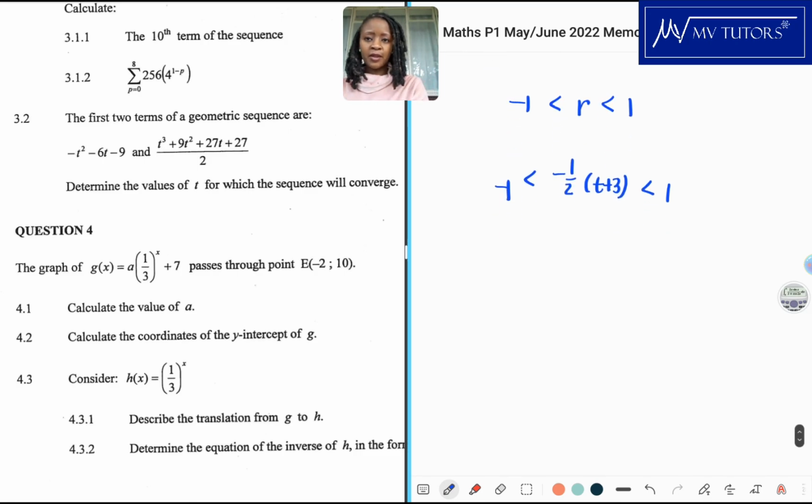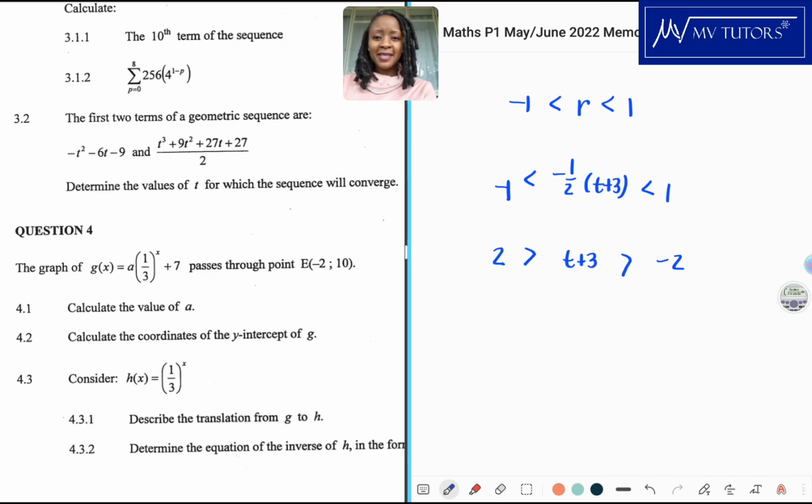What I'm going to start with is getting rid of the half. So I'm going to divide by a half throughout, which is the same as multiplying by 2, negative 2 in this case, because I also want to get rid of the negative. If I multiply by negative 2, I will get positive 2, I will have t plus 3, and then I will have negative 2. As soon as I divide or multiply by a negative, the inequality signs have to change. So they have changed.